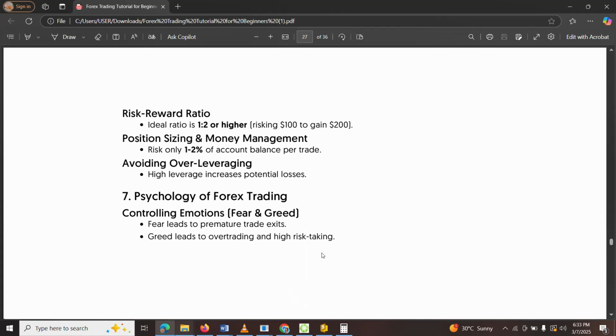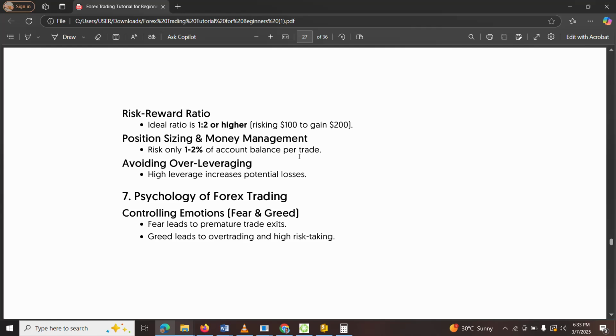Then we have the risk reward ratio. So the ideal ratio is 1:2 or higher, meaning risking $100 to gain $200. So position sizing, also we have that, and money management. So risk only 1 to 2% of account balance per trade. Then avoiding over leveraging. So high leverage increases potential losses, like I had explained earlier in this tutorial.